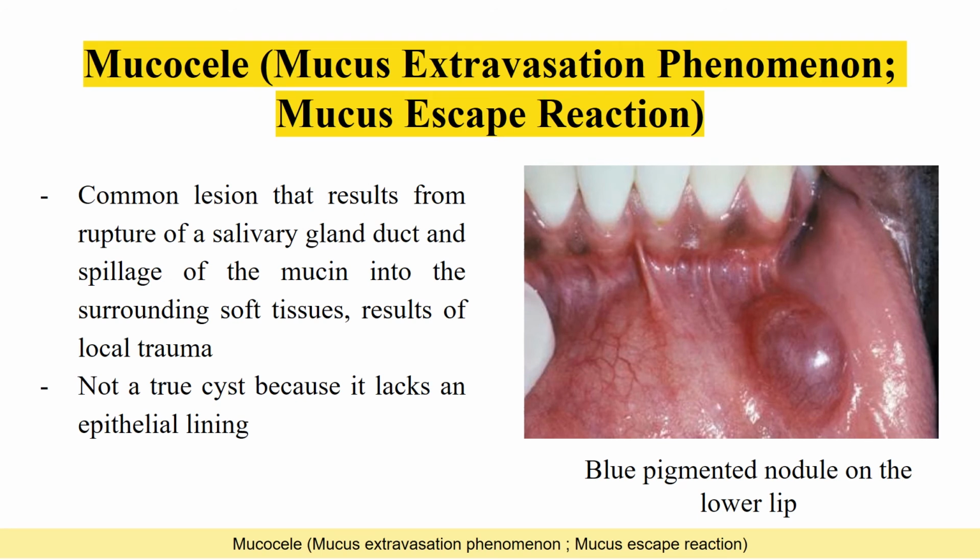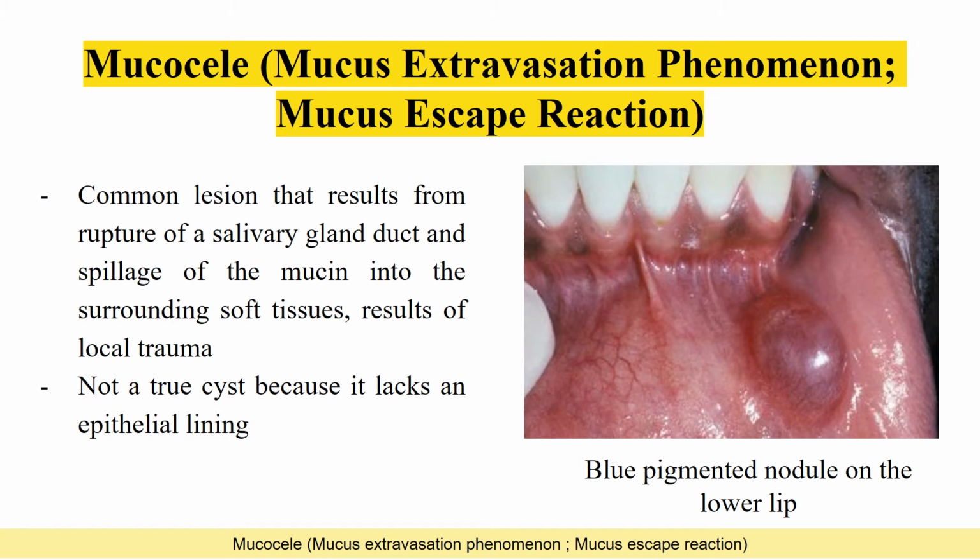Mucocele is also known as mucus extravasation phenomenon or mucus escape reaction. It is a common lesion that results from the rupture of the salivary gland duct and causes the spillage of mucin into the surrounding soft tissue, which results from a local trauma. It is not a true cyst because it does not have any epithelial lining.